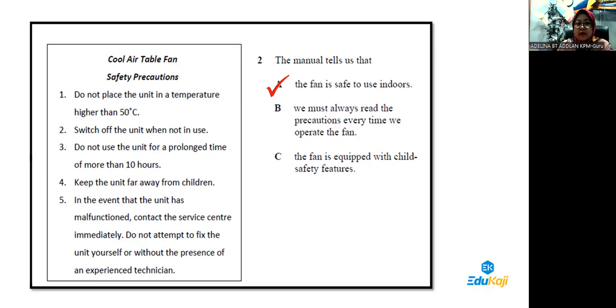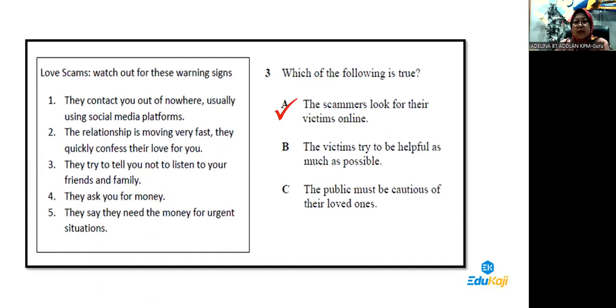Now to operate the fan. It's not that difficult to operate the fan. Okay, C, the fan is equipped with child safety features. Does it mention about child safety features? No. Look at number 4. Keep the unit far away from children. Alright, so it is very clear cut that the answer is A. Alright, but you have to understand what is the meaning of indoor. Indoor means inside.